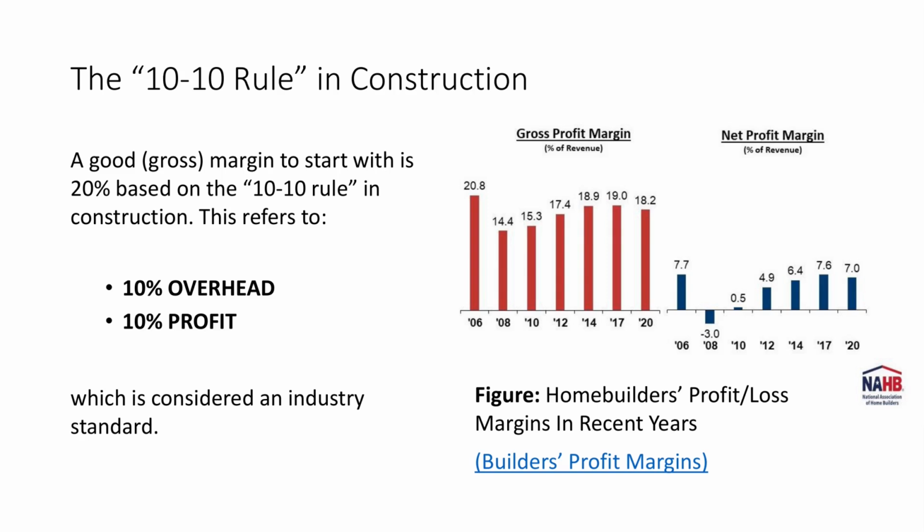The net profit margin was minus 3% because at that point, the home construction industry was dealing with a recession, and the contractors were losing money on their profit margins. So that's kind of how it works.